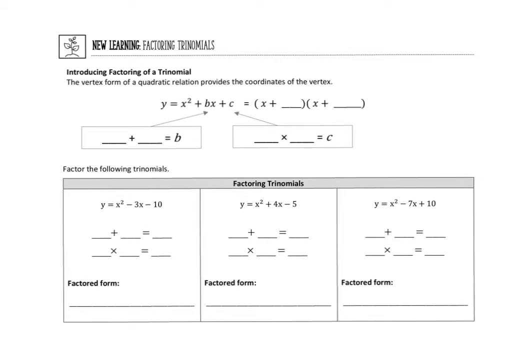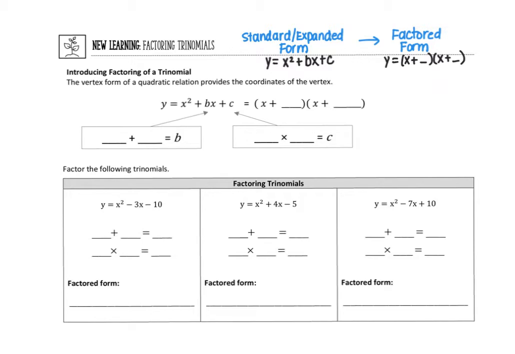Hi everyone, today we're going to learn how to factor trinomials. This will be useful for us when we're given an equation of a parabola that is in standard or expanded form and we want to move it into factored form so that we can find the zeros.